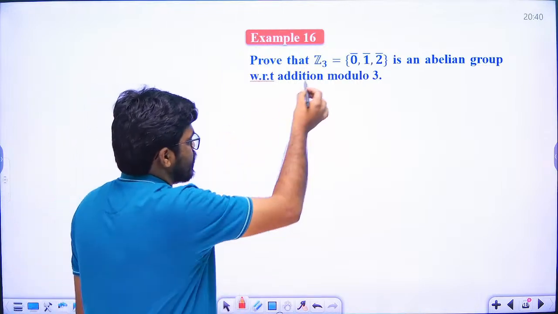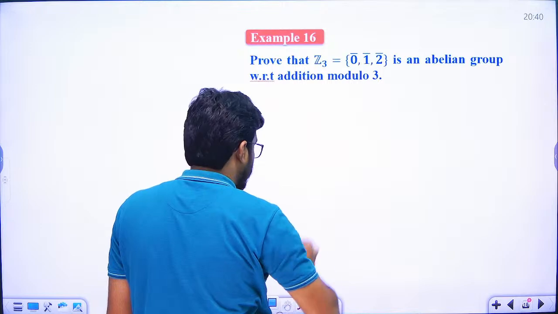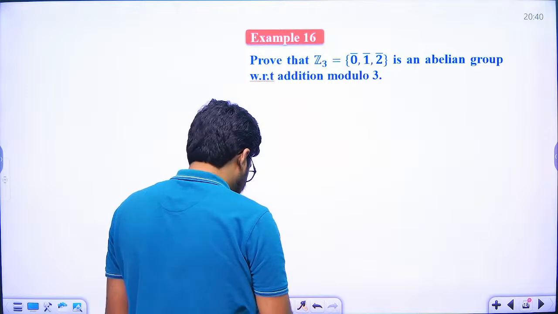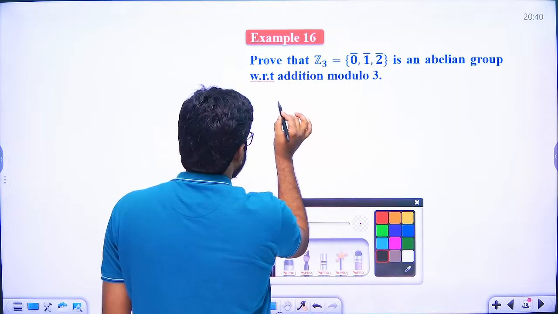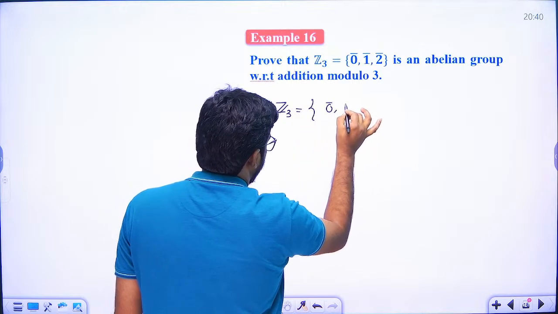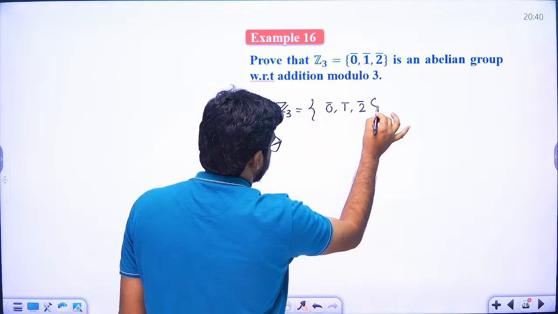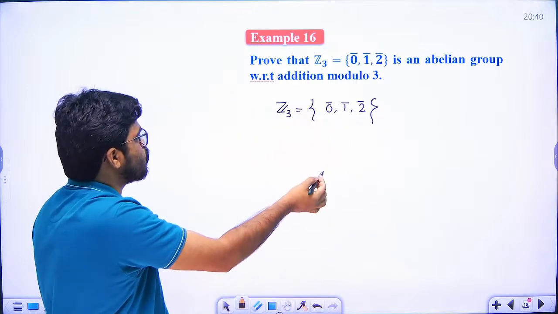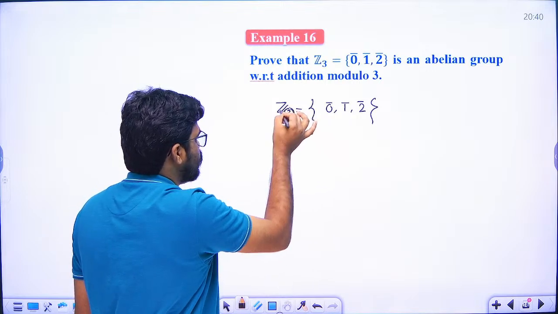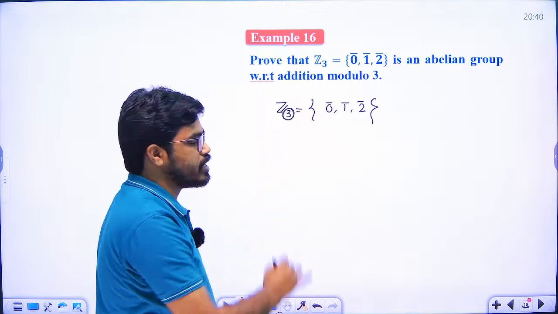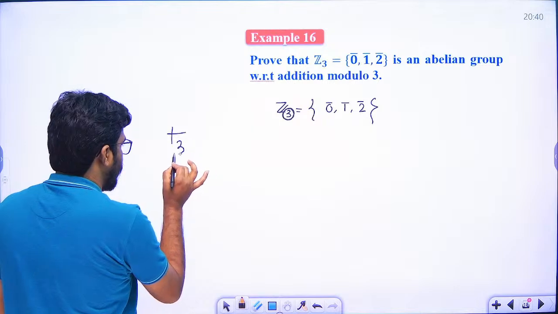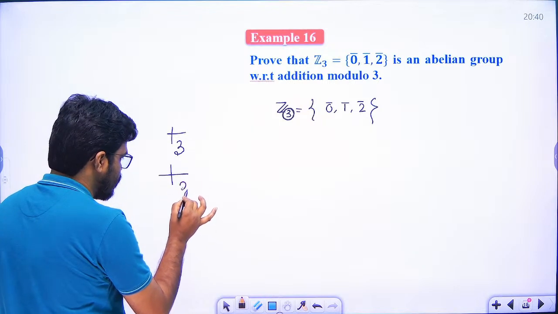Prove that Z3, note this problem. What are the elements of Z3? The elements of Z3 are 0 bar, 1 bar, 2 bar. This is an abelian group with respect to addition modulo 3. Addition modulo 3.